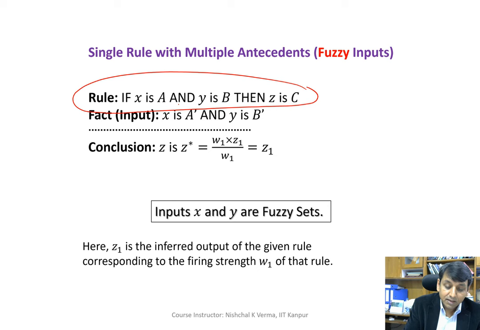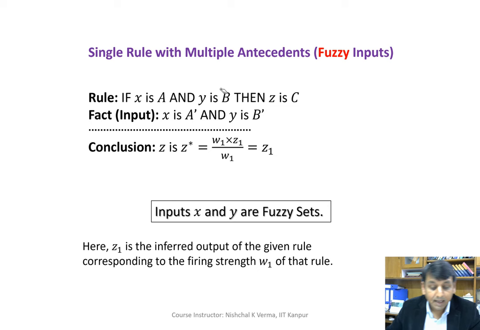in this case two antecedents. We see that the first antecedent is x is A, and the second antecedent is y is B. Both of these antecedents are connected by the connective AND. Instead of AND, it could be any other connective like OR, BUT, etc. When we say single rule with multiple antecedents, the number of antecedents can be any number. Here we have only two, but we can have 3, 4, 5 and so on. For simplicity, we have taken only two antecedents, connected by the connective AND.